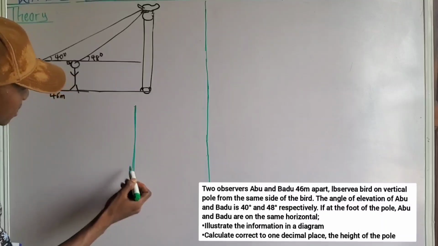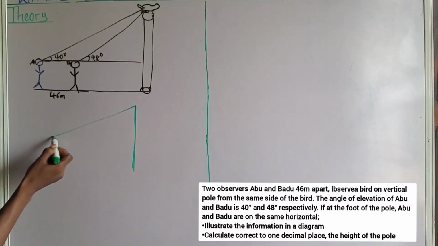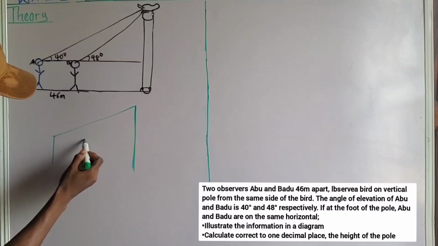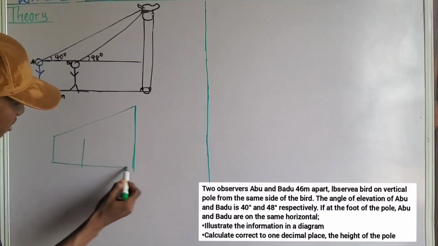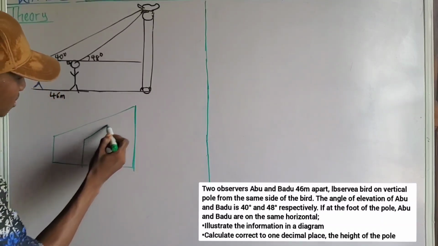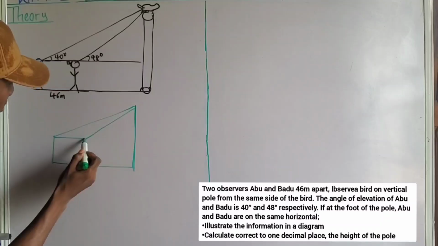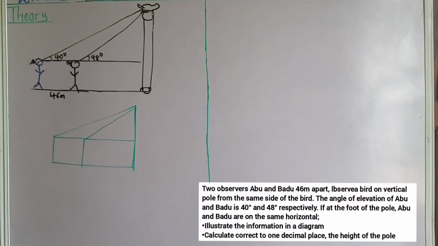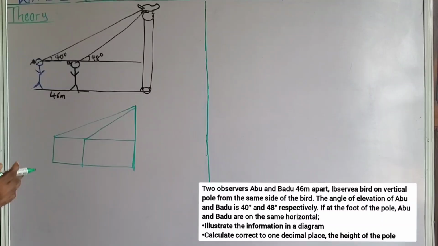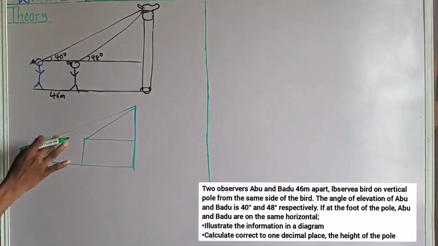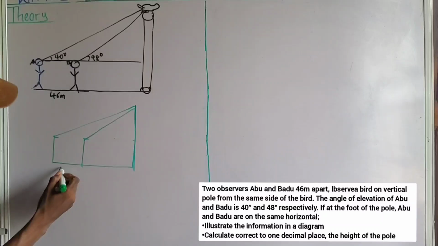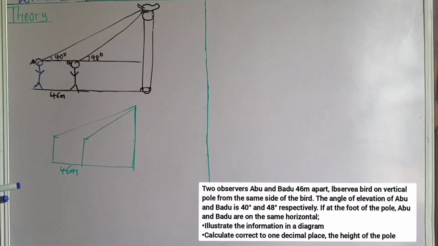This is the pole. This is the first observer. This is the second observer. Do it like this. You can draw the diagram in this way, and the distance between them is 46 meters.